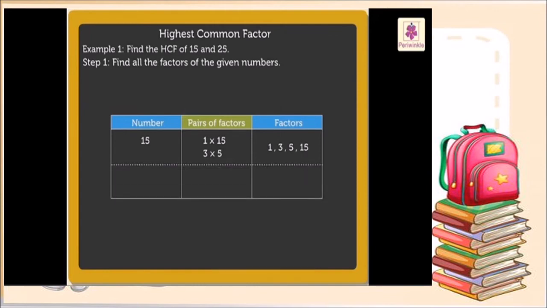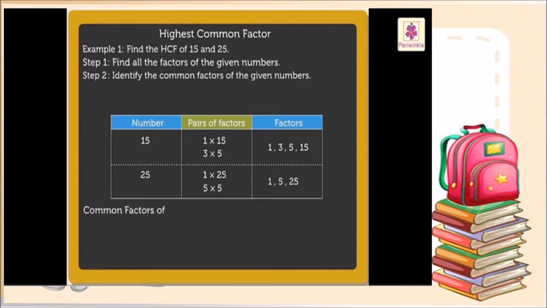Next are the pairs of factors of the number 25. 1 into 25 is equal to 25. 5 into 5 is equal to 25. Thus, the factors of 25 are 1, 5 and 25. Step 2. Identify the common factors of the given numbers. Here, the common factors of numbers 15 and 25 are 1, 5.